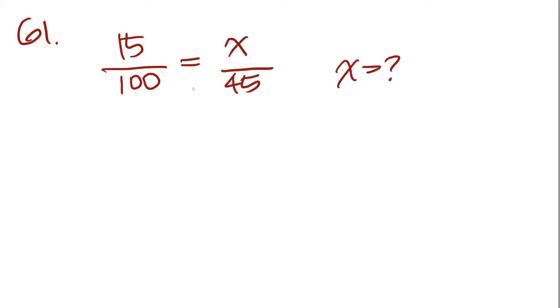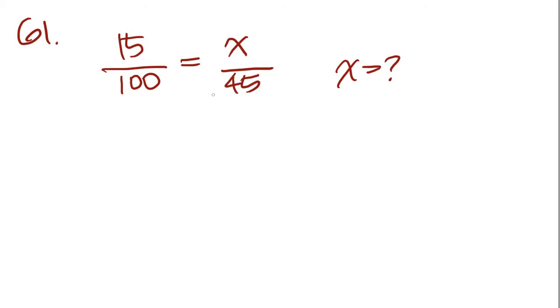Number 61 says a glucose solution contains 15 grams of glucose per 100 cubic centimeters. If 45 cubic centimeters of the solution were poured into an empty container, how many grams of glucose would be in the container? Okay, 15 grams of glucose per 100 cubic centimeters. And they're asking if there are 45 cubic centimeters, how many grams would be in the container? So we're looking for x. X equals what? Easy problem.